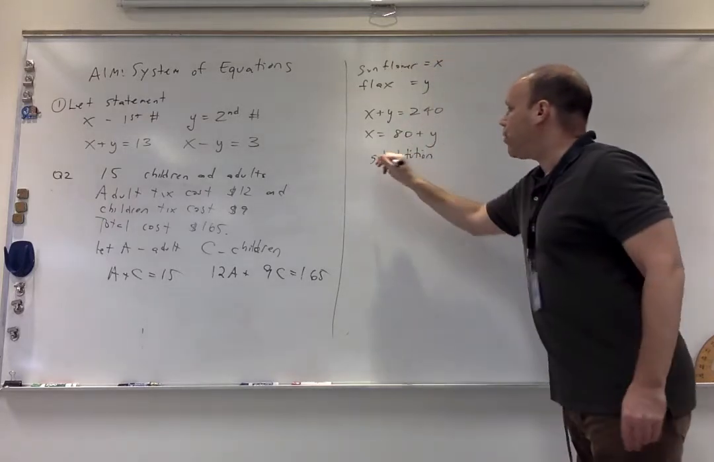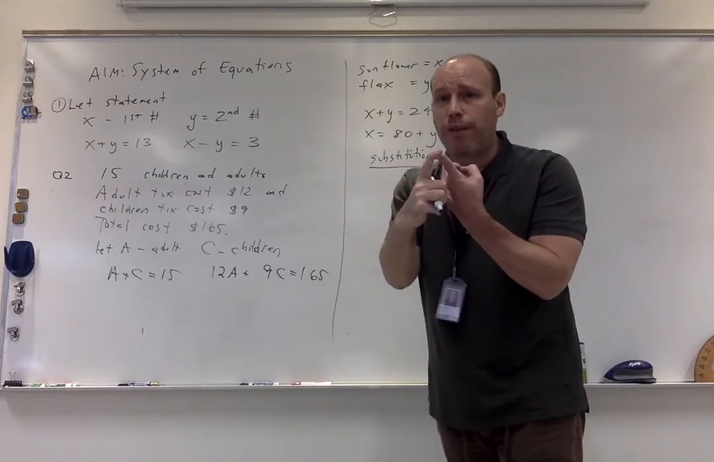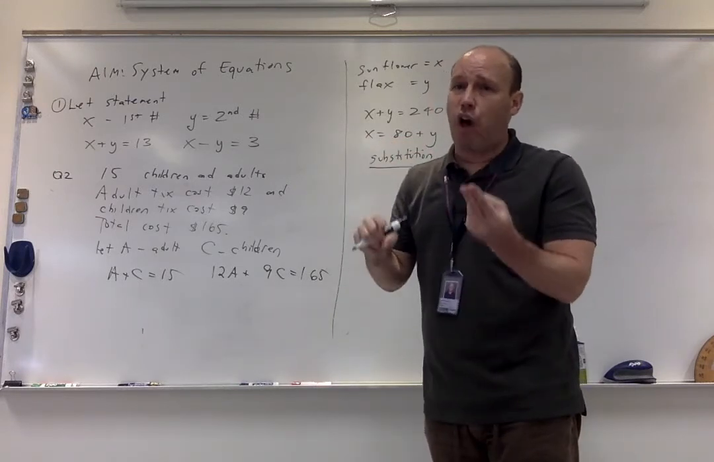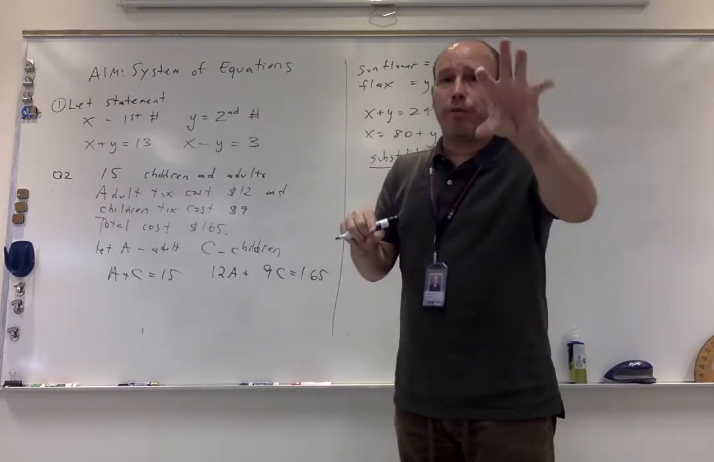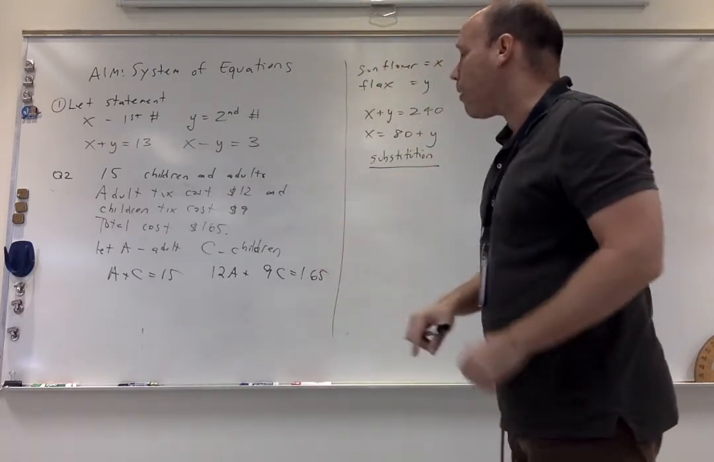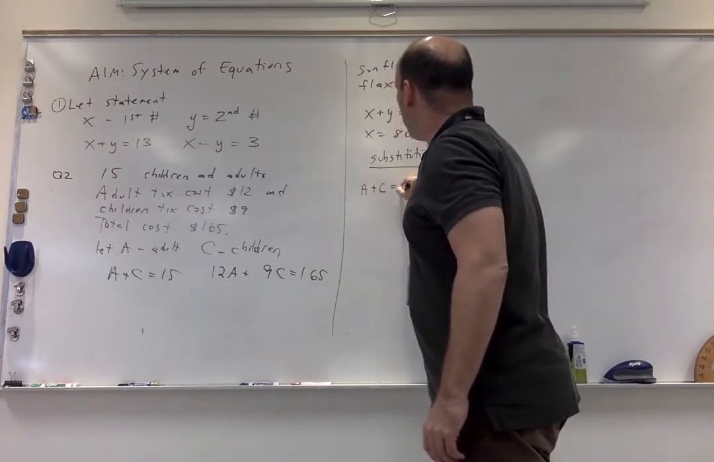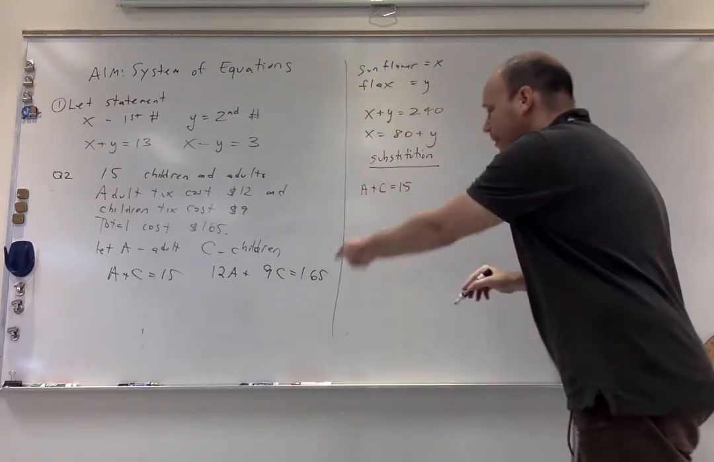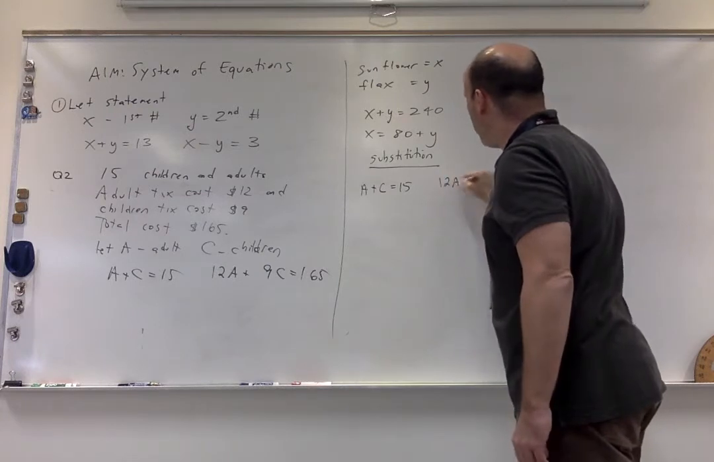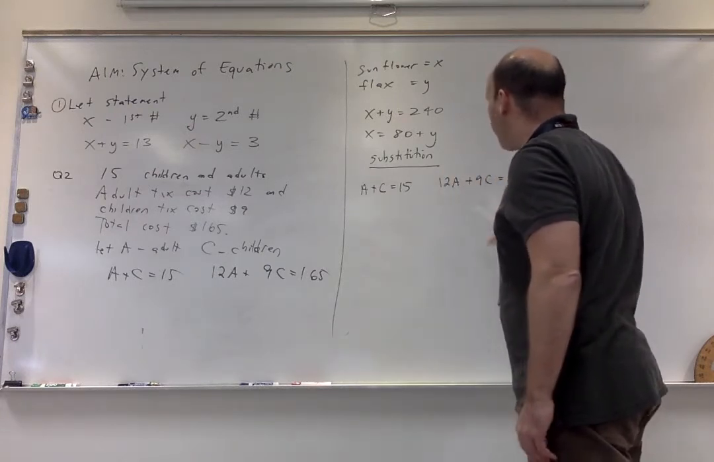Now, what you're going to do with substitution is one of the equations is either solved for one of the variables, or you're going to easily solve for one of the variables, and then you're going to plug that into the other equation. Let's take a look at the second one. So we have A plus C equals 15, and the second equation is 12A plus 9C equals 165.